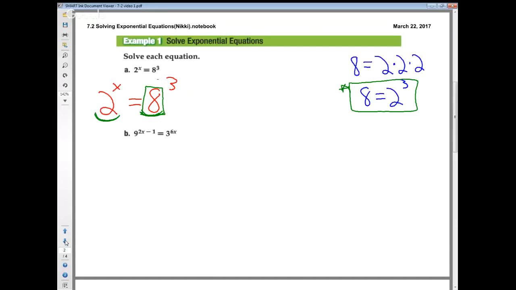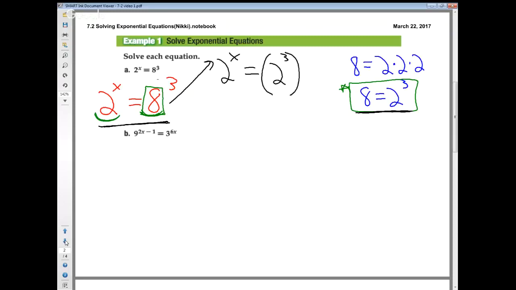2 to the x is equal to 8 cubed over here. So now let's just take it over a notch and let's rewrite it. So we first have 2 to the x, and that's going to be set equal to the next part. But now we know that 8 is the same thing as 2 cubed. Let's use this fact, and instead of putting 8 there, let's put 2 cubed there.